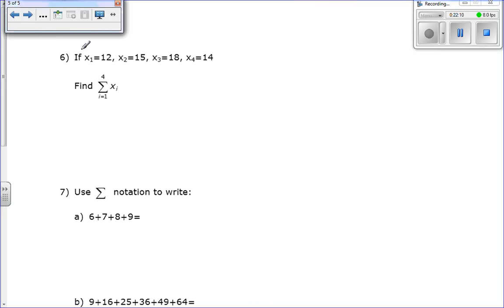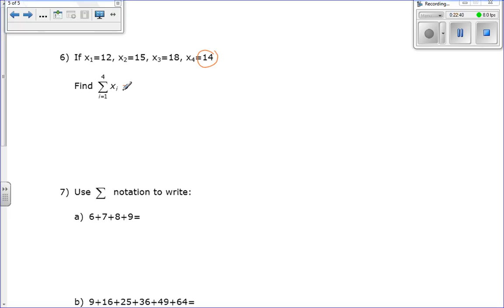Alright, for number 6, if x sub 1 is equal to 12, x sub 2 is 15, x sub 3 is 18, x sub 4 is 14. Find... I think this is supposed to be 24. I need to check on that number. That does not look right.